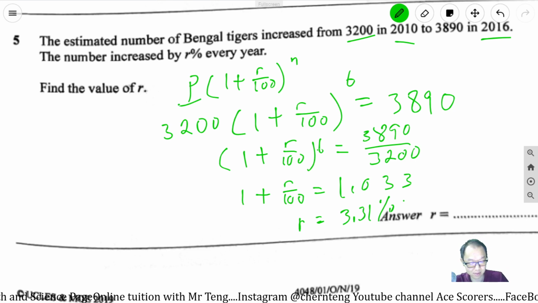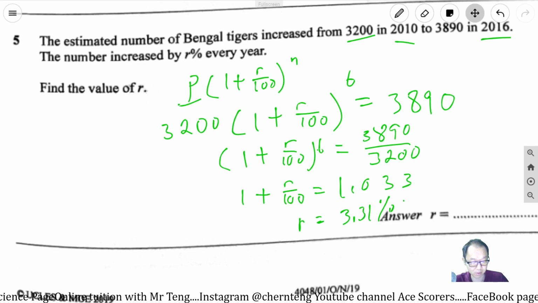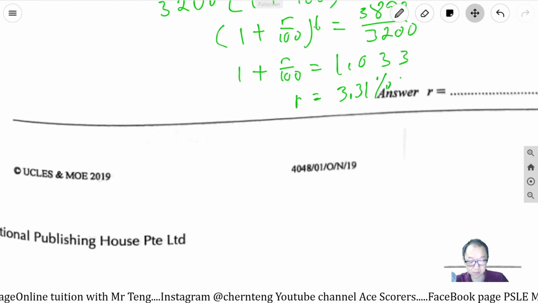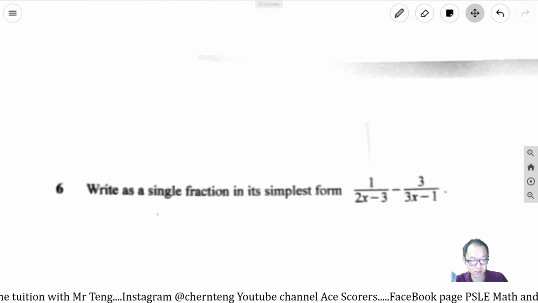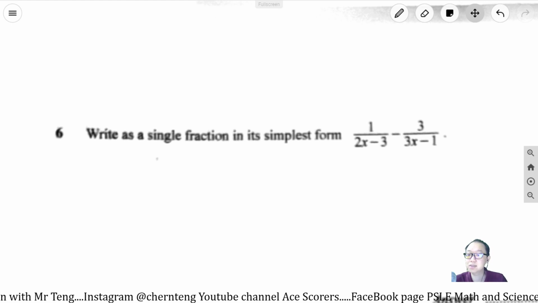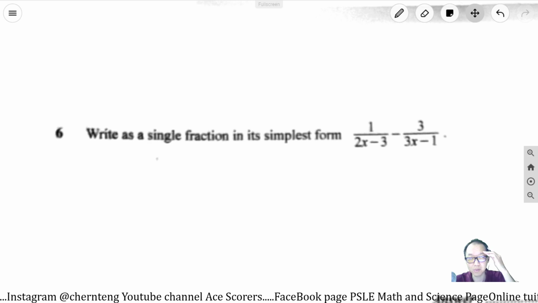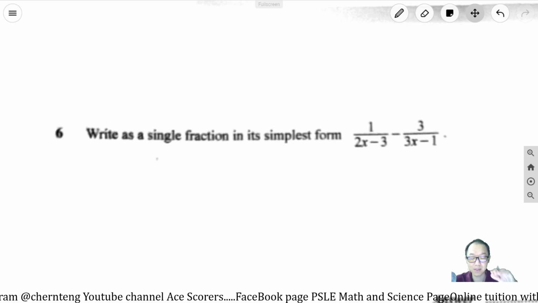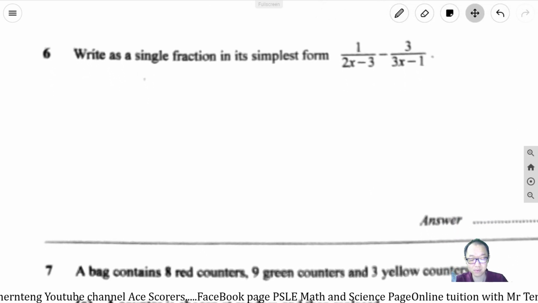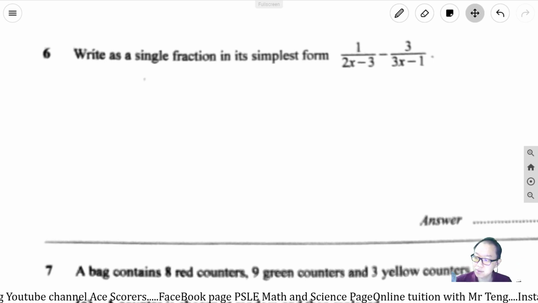Alrighty, next. So we found R equals 3.31. When I was a student, I used to wake up at 4 a.m. to do work because that's called the witching hour. Witching hour is when your brain is peaceful and you don't have a lot of noise going on.